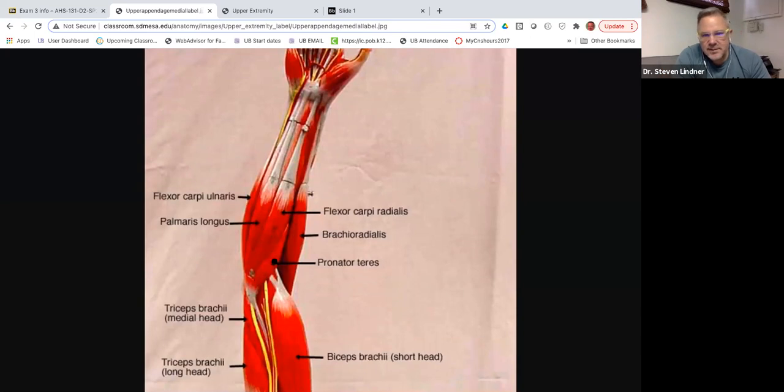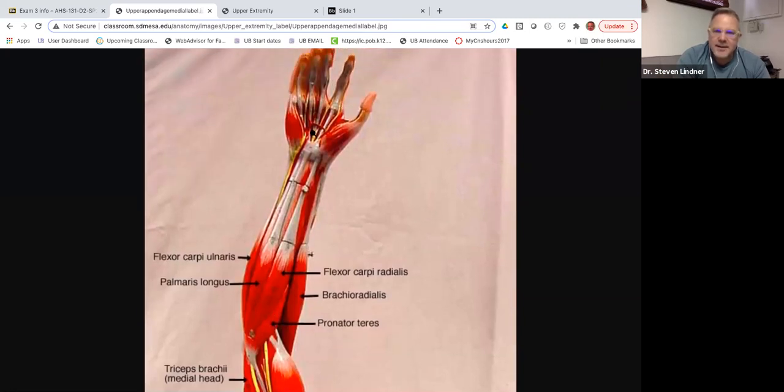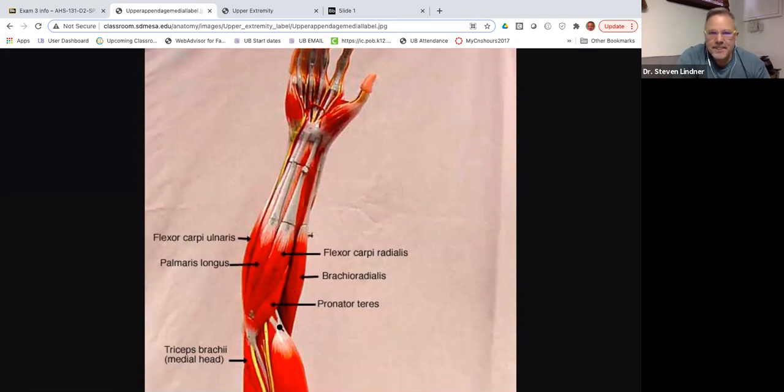The fourth muscle is the Pronator Teres, and that one simply pronates the forearm. The hand comes along for the ride, right? When you supinate and pronate the forearm, the hand moves along with it. But remember, the Pronator Teres is not attaching to the hand.